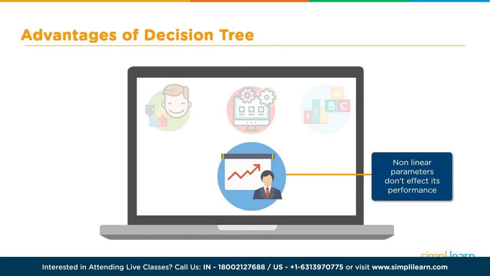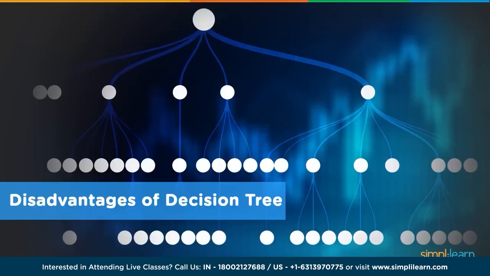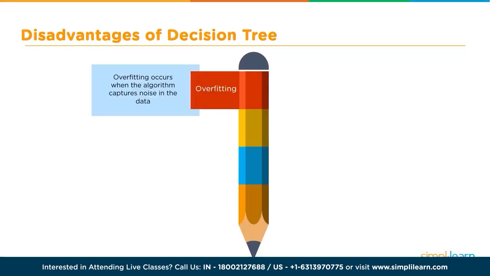So even if the data doesn't fit an easy curved graph, you can still use it to create an effective decision or prediction. If we're going to look at the advantages of a decision tree, we also need to understand the disadvantages of a decision tree. The first disadvantage is overfitting. Overfitting occurs when the algorithm captures noise in the data. That means you're solving for one specific instance instead of a general solution for all the data.